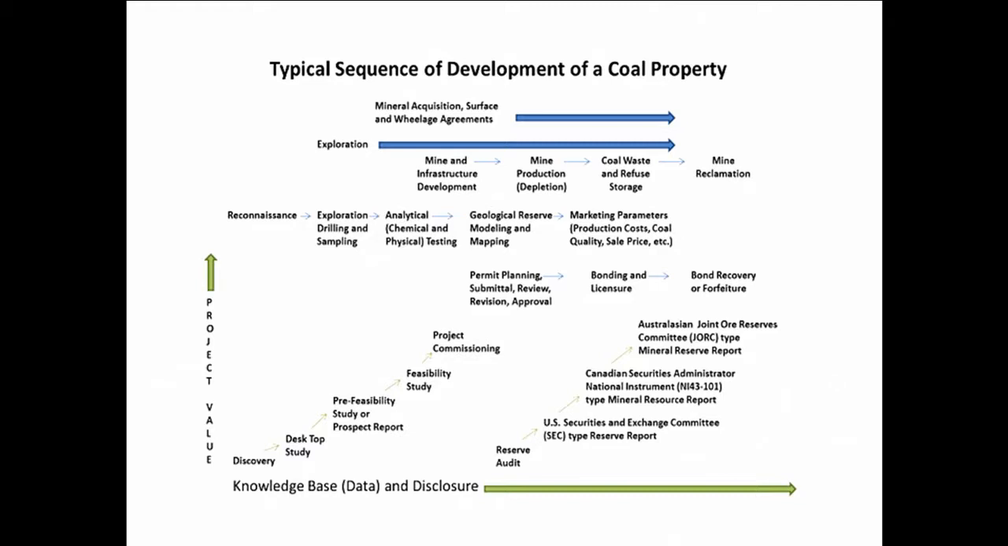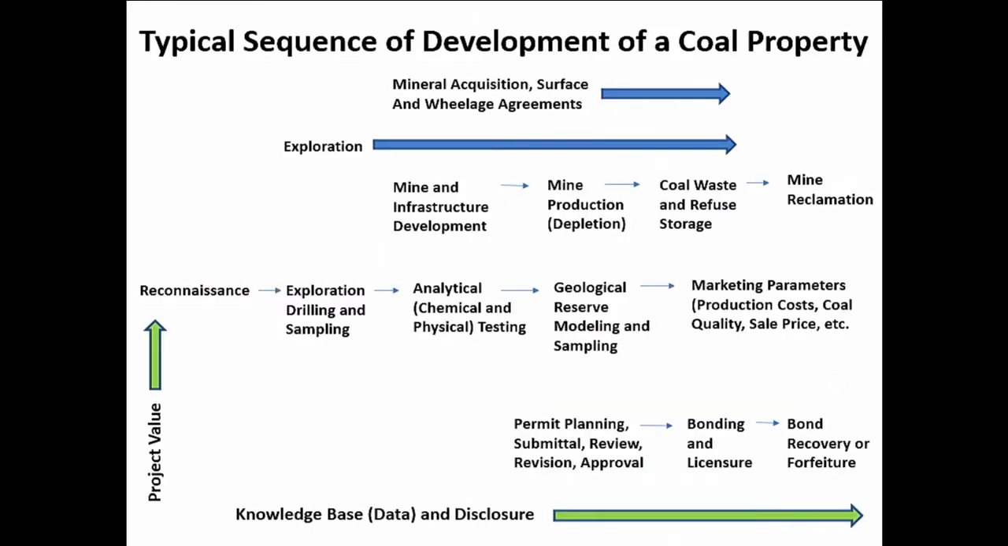As I said, we're going to break this slide in half, looking at the first part. In the first part, we have exploration going on, mineral acquisition, surface and wheelage agreement, the development of the mine, production, coal waste. All of these things are in the cradle-to-grave scenario of your producing coal property. The bottom is just showing you the project value increases with more and more information, and your knowledge base, data and disclosure goes on with more information and ancillary information gained to the right.